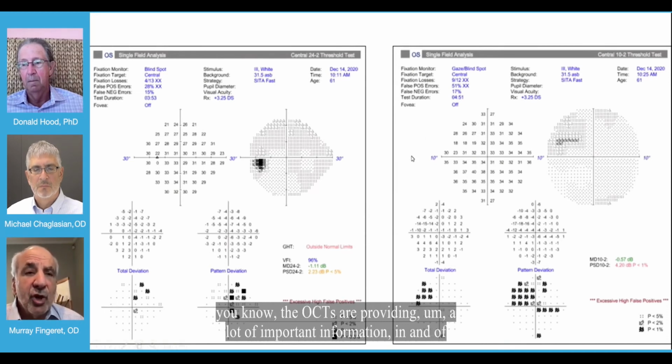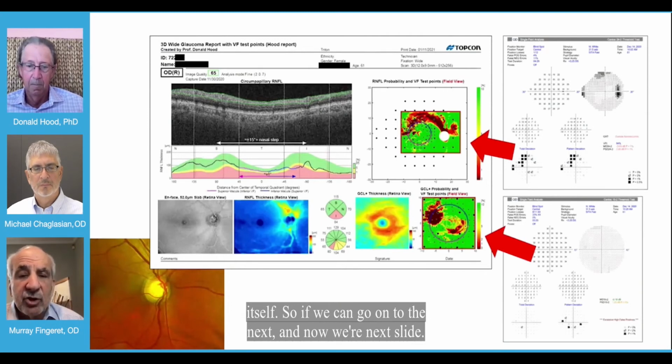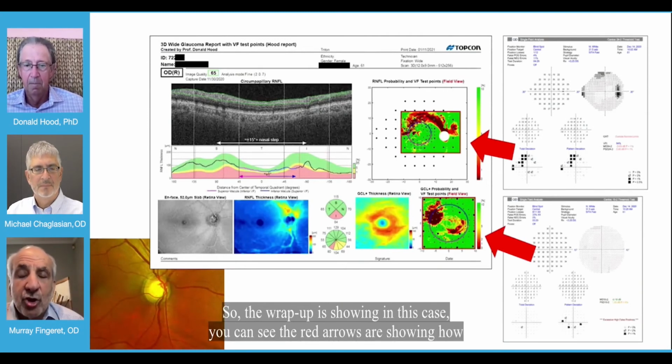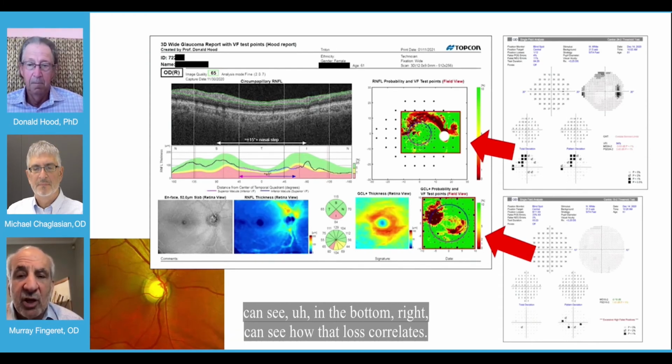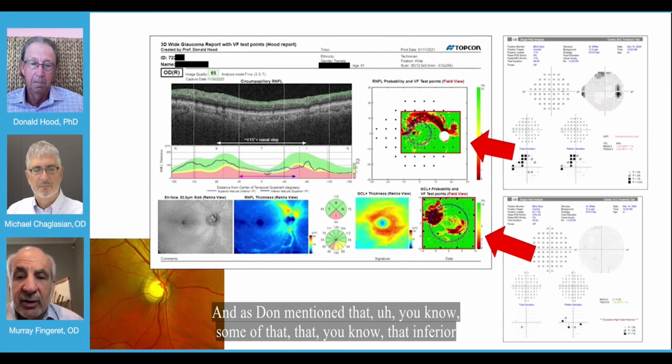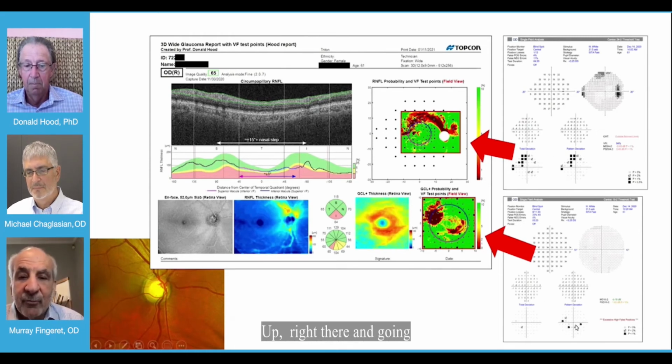But in this case, the OCTs are providing a lot of important information in and of themselves. So if we can go on to the next slide. Now we're looking at the wrap up. The wrap up is showing, in this case, you can see the red arrows are showing how the fields correlate to the areas being flagged on the OCT, and you can see in the bottom right how that loss correlates. And as Don mentioned, some of that inferior field loss correlates with some inferior macular changes going on that are being picked up right there, going right onto the OCT.